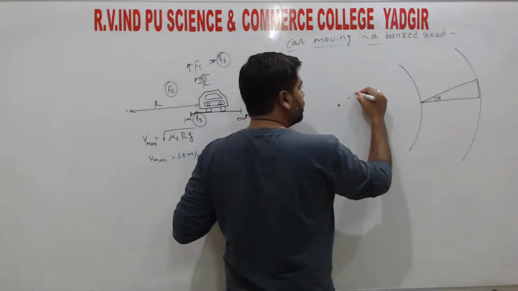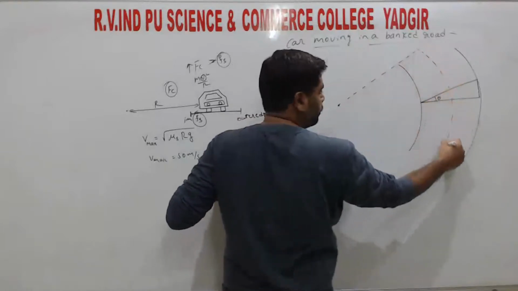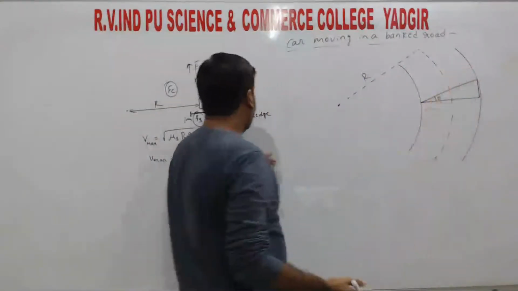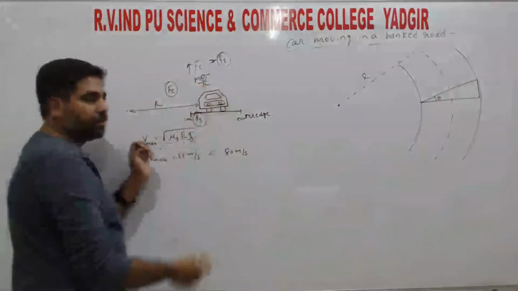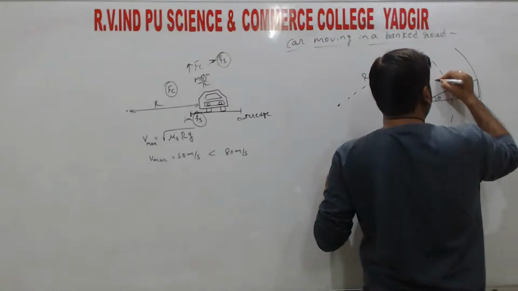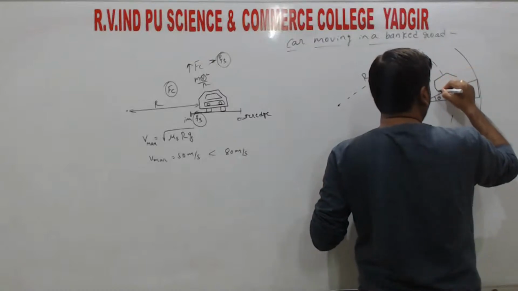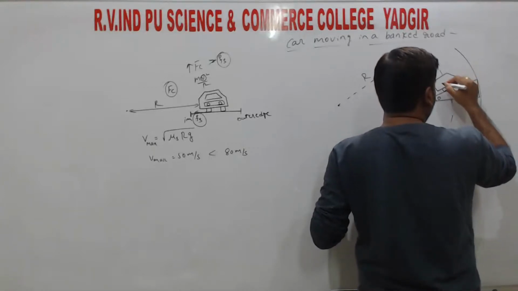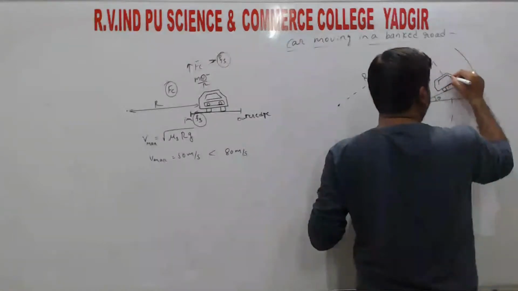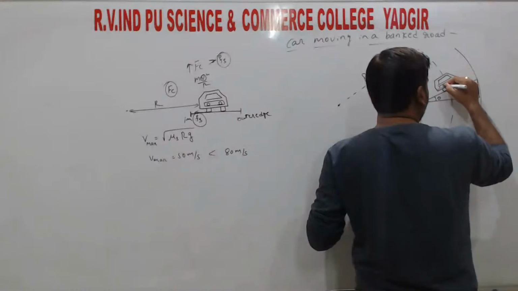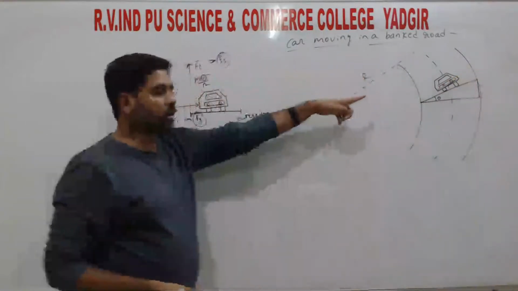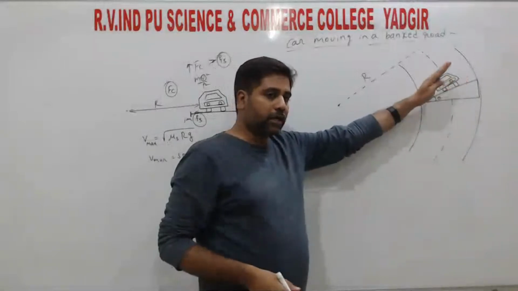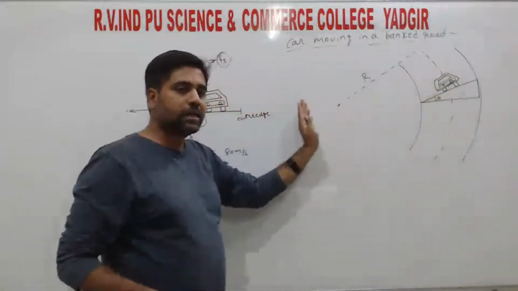Again, here r is the radius. Since the road is raised like this, the car will also tilt. The car will be like this. On a plain road it is like this, but on a banked road, since the road is a little higher, the car also tilts towards the inside.